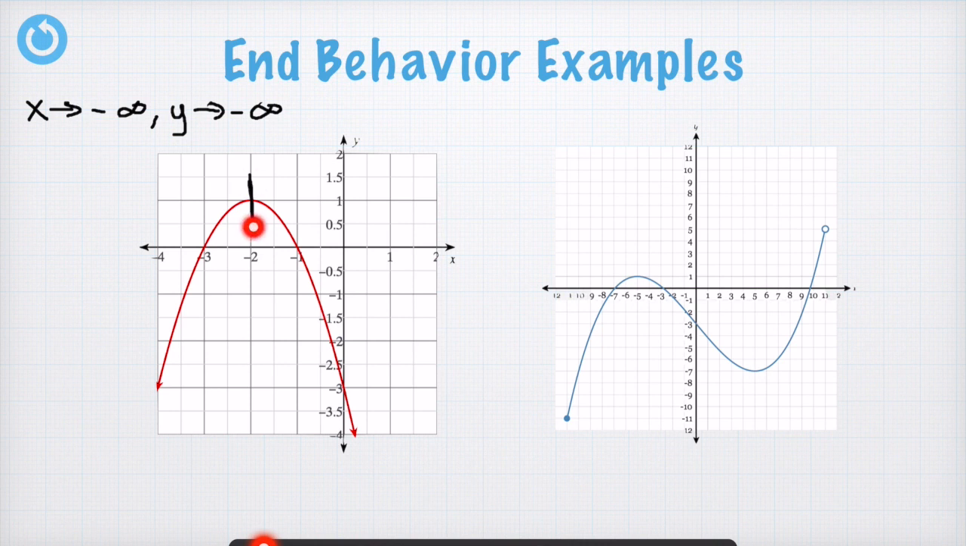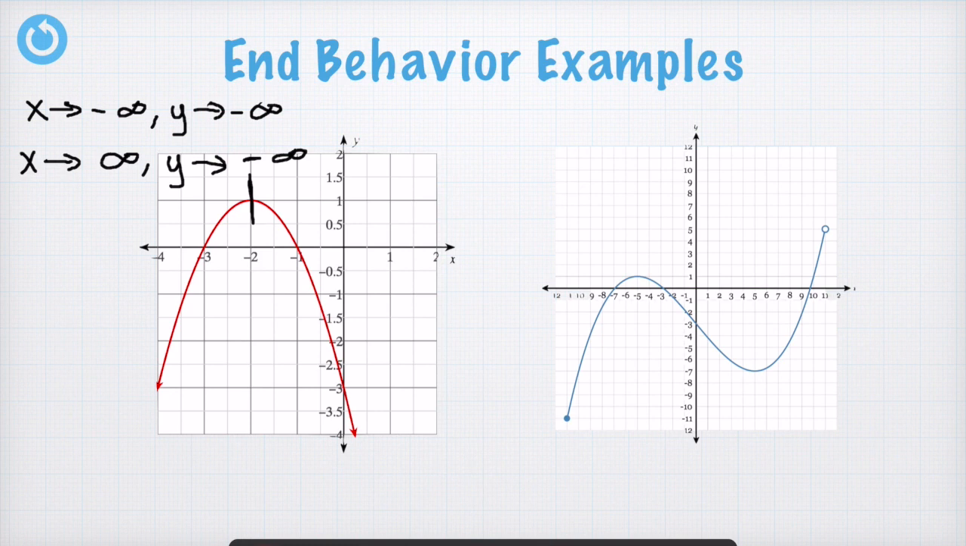But that only tells half of the story. We're not getting the whole thing. We have to do this other half as well. So we're going to say as x goes to what? We're going to go to positive infinity this time. What's going to happen to y? Well, y is still going to go down, and it's going to go all the way down to negative infinity. So y goes to negative infinity. That's our end behavior for this function.